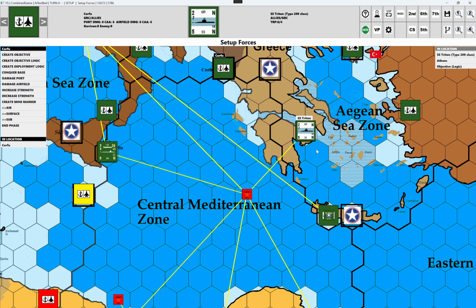Well, good afternoon, everybody, and welcome back to the road to an AI opponent for the MB Fleet Series game. So it's been a while. I've been working on enabling the actions that would allow forces to be automatically moved by the AI.